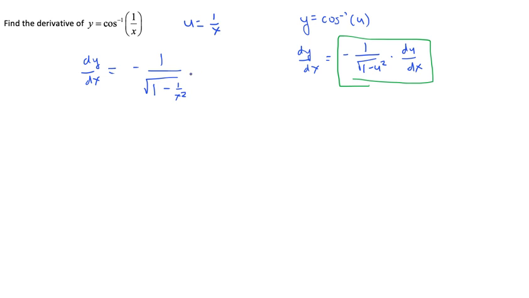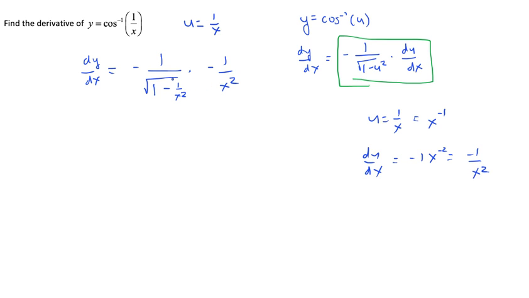Times du dx. Well, here's u. I know that u is equal to 1 over x, so what is du dx then? Well, we've done this many times. This is x to the negative first power, so the derivative by the power rule is going to be negative 1 times x to the negative second power, so just negative 1 over x squared. So we'll multiply this by negative 1 over x squared.